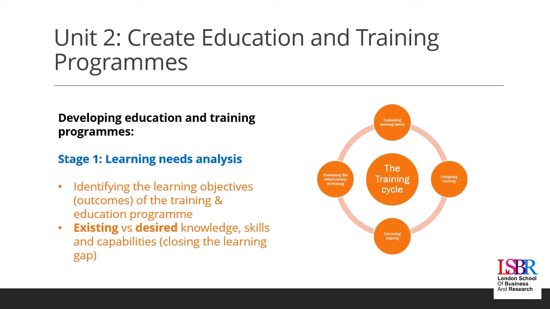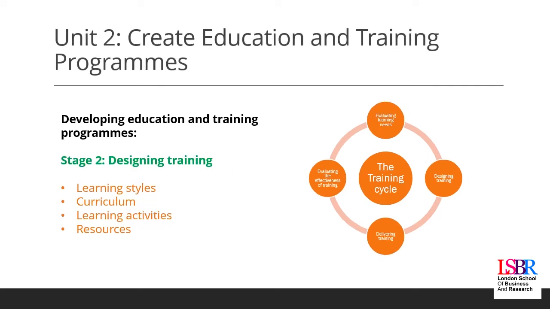Okay, now we're going to move to stage 2, designing training. Here it becomes exciting because you can put your creativity into action. Again, we're going to be talking about learning styles. So how do your learners or delegates learn? This can be taken into account when we are designing the curriculum, when we are designing the actual content of the training program, when we are selecting the different learning activities, because the activities that help our learners learn need to appeal to their learning styles.